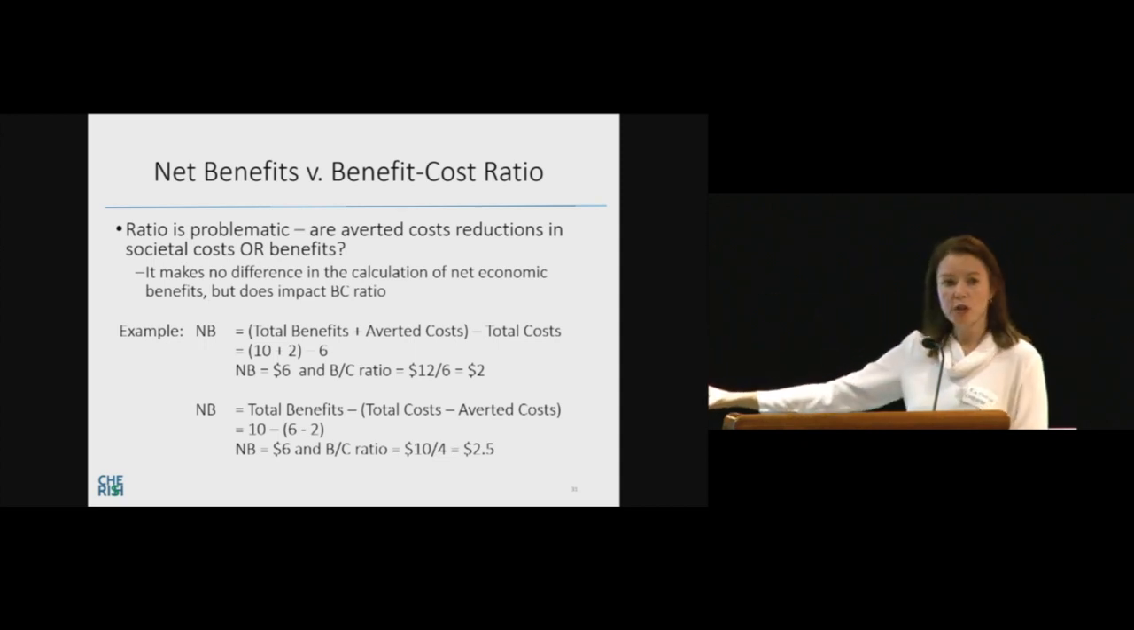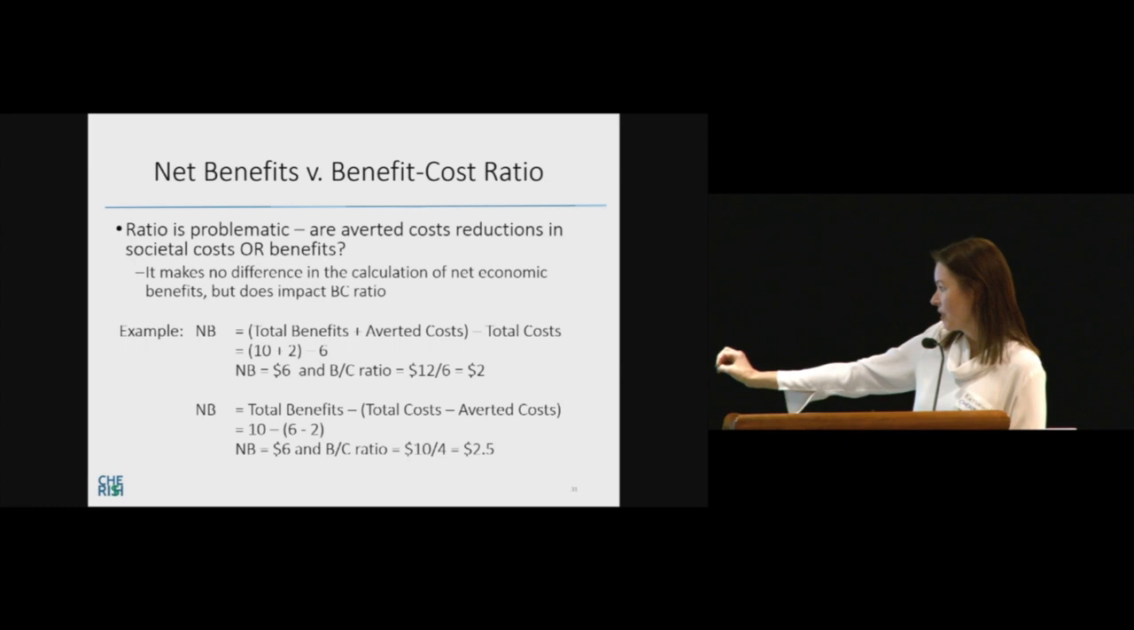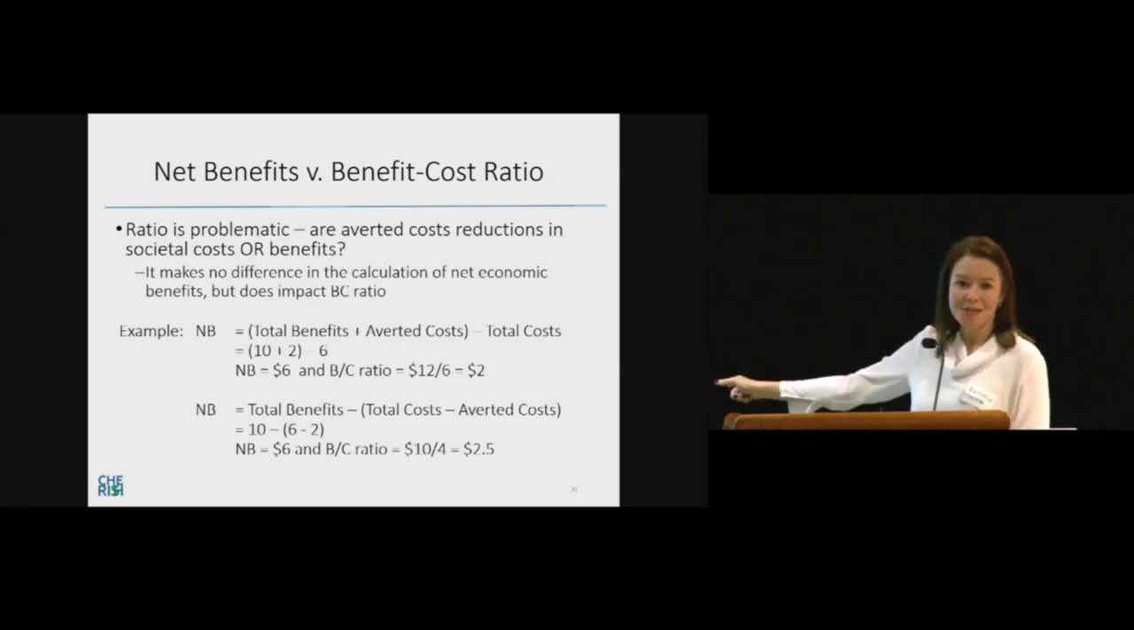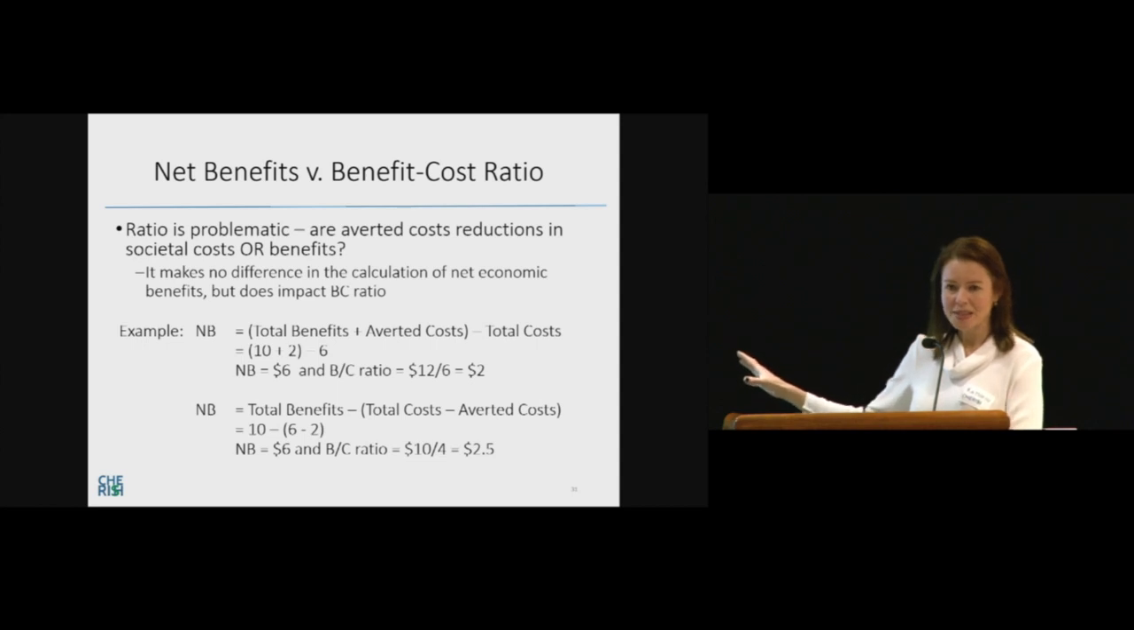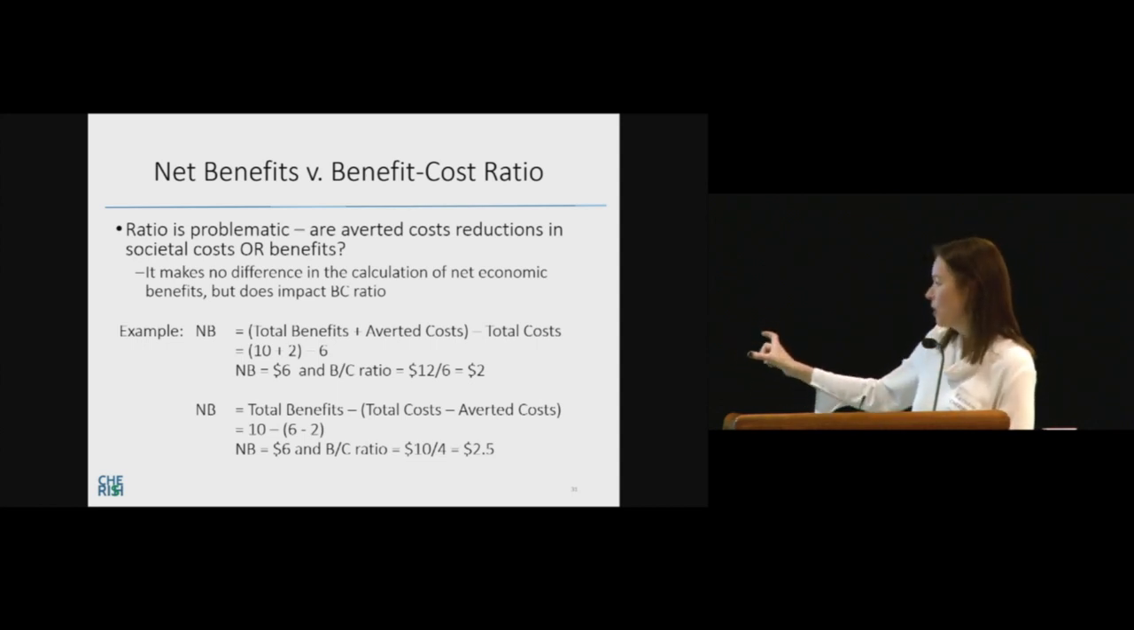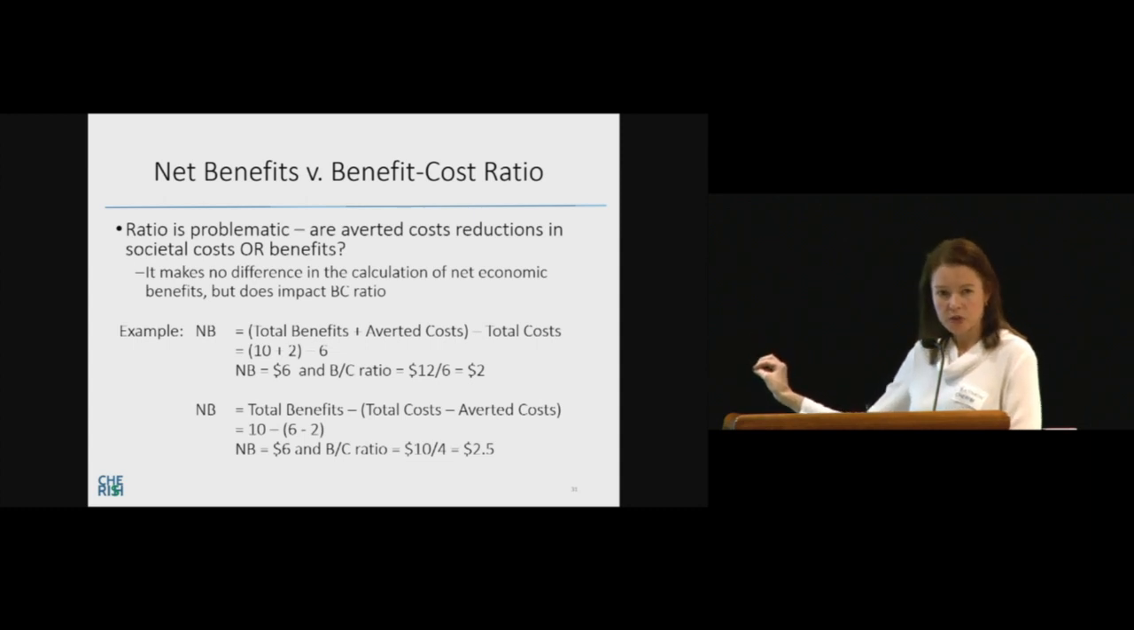If instead you structure it like the total benefits minus the total costs minus averted costs, and maybe you can see, I know at the end of the day it may not be so obvious, but hopefully you can see how you can structure those equations differently. And what you would get is, instead of $2, a benefit cost ratio of 2.5.